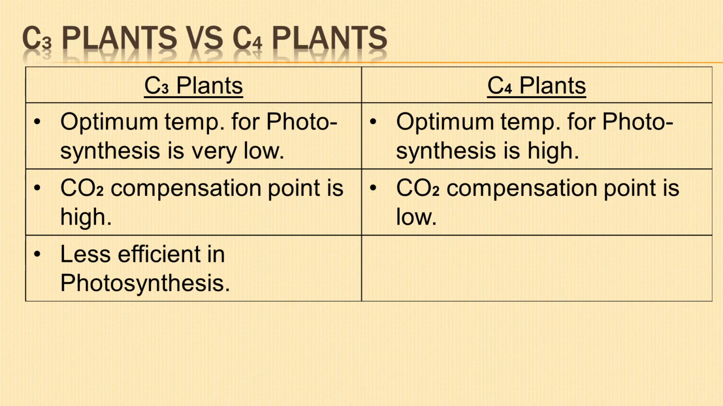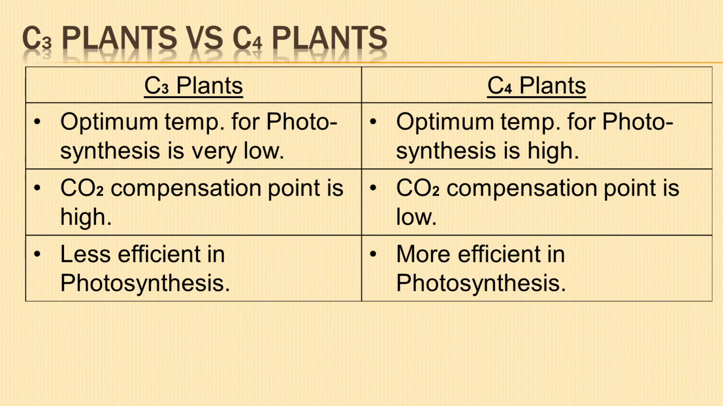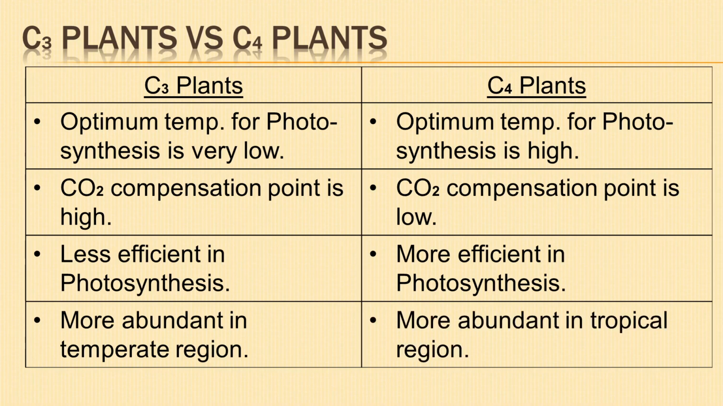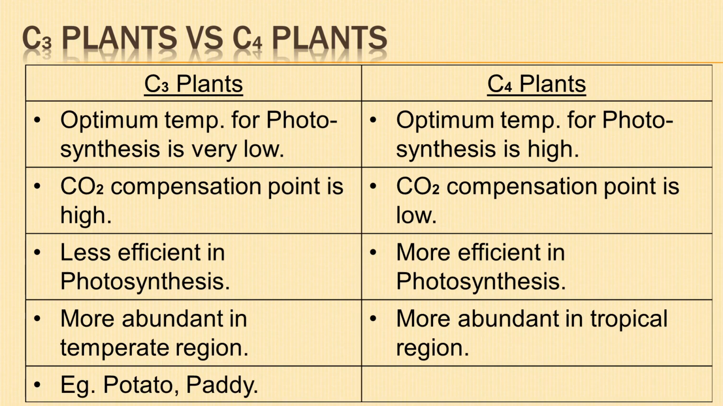C3 plants are less efficient in photosynthesis. C4 plants are more efficient in photosynthesis. C3 plants are abundant in temperate regions. C4 plants are abundant in tropical regions. Examples of C3 plants are potato, paddy, etc. Examples of C4 plants are maize, sugarcane, etc.